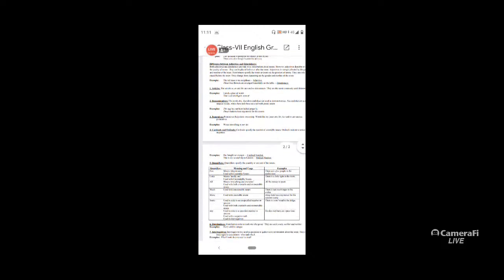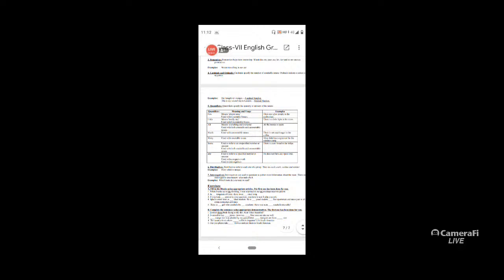Write this example and solve the exercises. The first exercise is to fill in the blanks using appropriate articles. The first one has been done for you. When I woke up in dash morning, I was surprised to see dash envelope near my pillow. When I woke up in the morning, I was surprised to see an envelope near my pillow. Like number 2: in the kingdom of great, in the kingdom of great there lived dash cruel king, a cruel king.